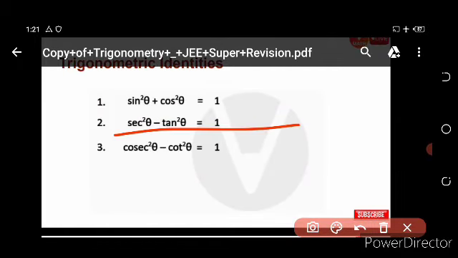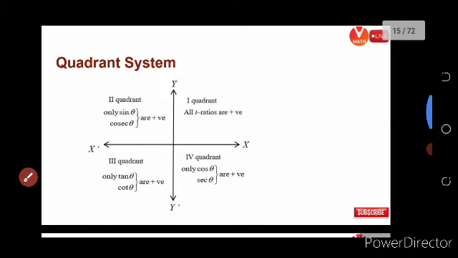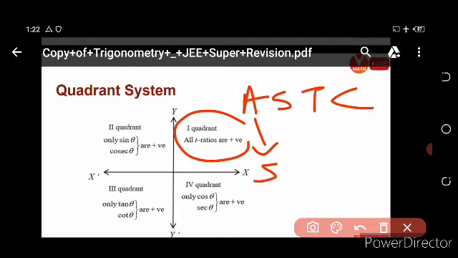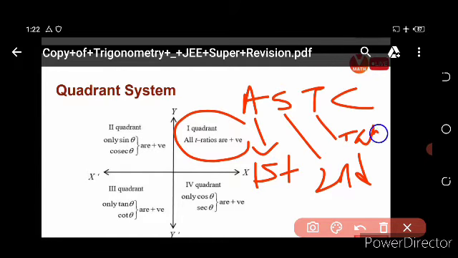So this is the proof of sin square theta plus cos square theta. Similarly sec square theta minus tan square theta is equal to 1. Cosec square theta minus cot square theta is equal to 1. Then come to quadrant system. To remember the quadrant system, we know a trick, that is add sugar to coffee. In the first quadrant, all positive. In the second quadrant, sine and cosec positive. In the third quadrant, tan and cot positive. And in the fourth quadrant, cos and sec positive. Okay.